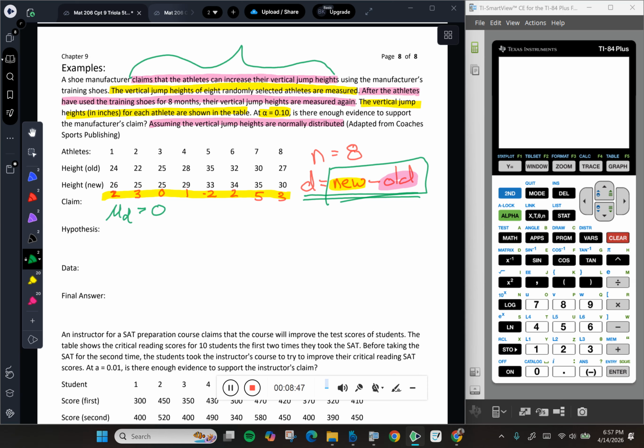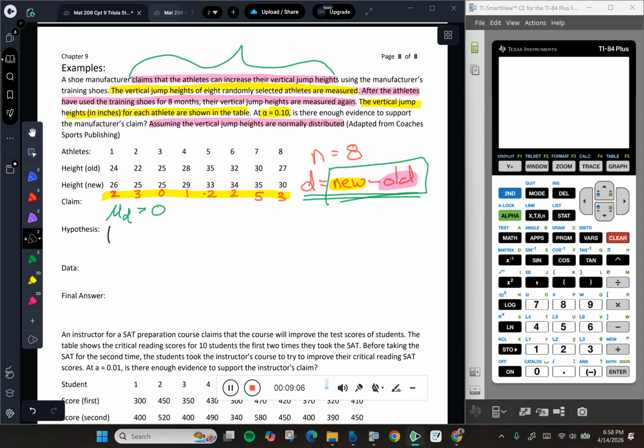I'm just going to let that sit with you for a moment. The shoes make me jump higher. If the shoes make you jump higher, then D should be a positive number. Or the mean of the D's should be a positive number.